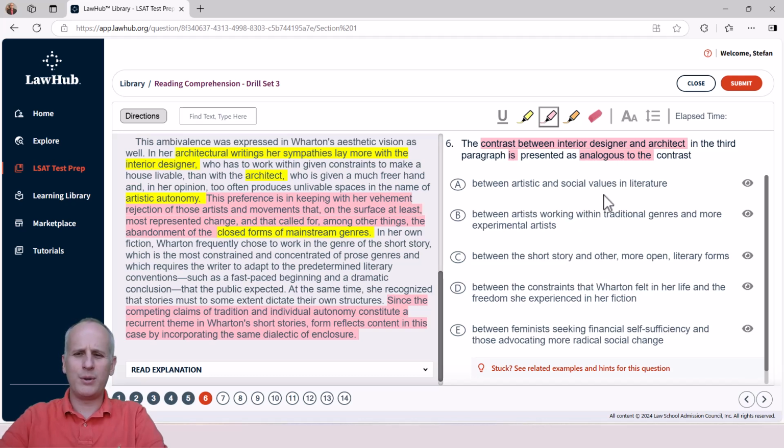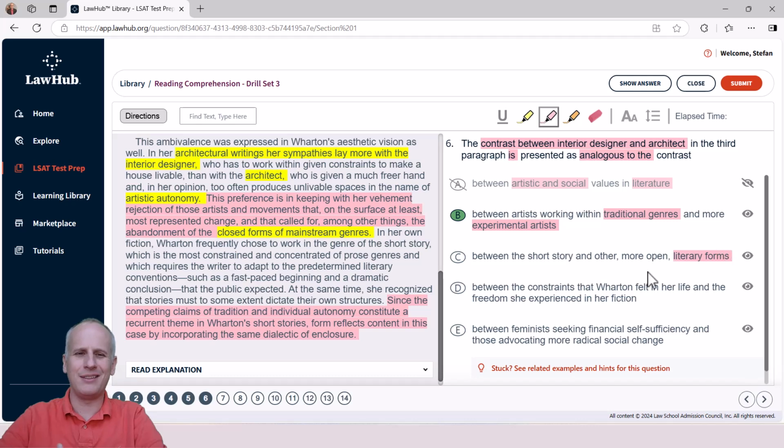So, choice A, between artistic and social values in literature. Well, we don't actually discuss artistic and social values. It's about this artistic autonomy idea. So, A can be eliminated as just not the contrast that is being focused upon. Then, choice B, between artists working within traditional genres and more experimental artists. Well, ding, ding, ding, that is exactly what we just identified. And you want to be a little assertive and say this is our correct answer if you've got a prediction that broadly matches it. Then, choice C, between the short story and other more open literary forms.